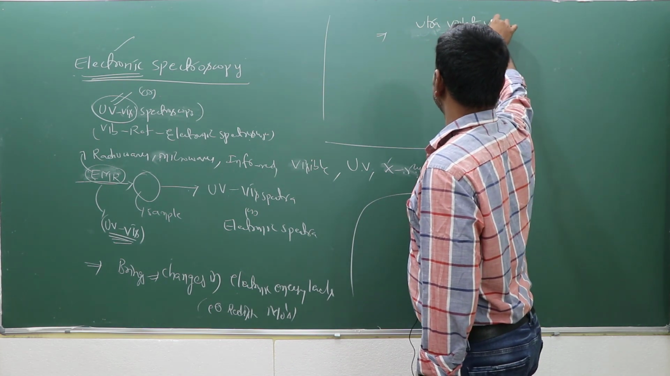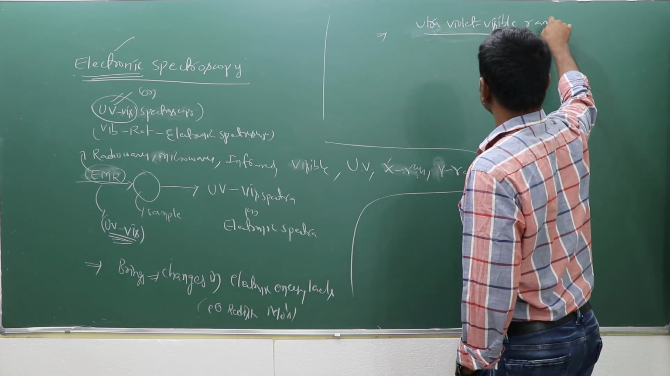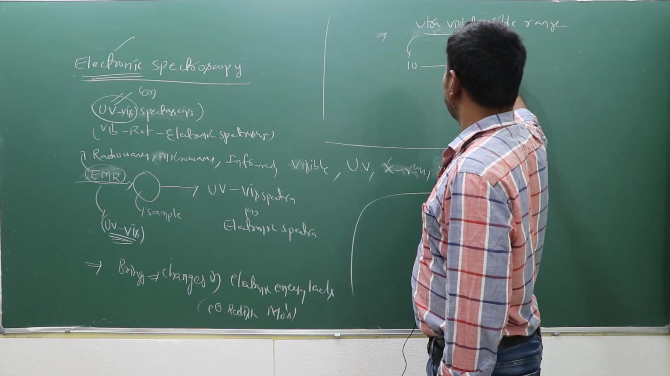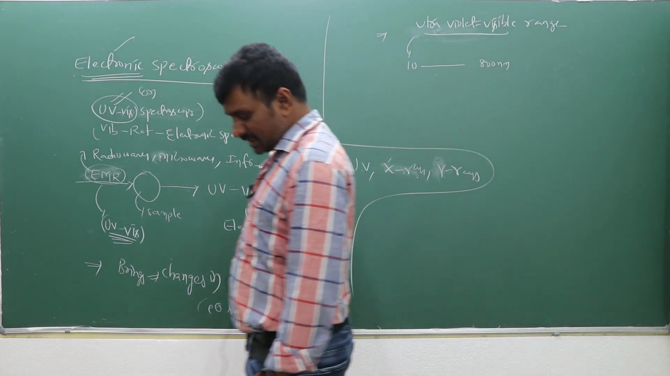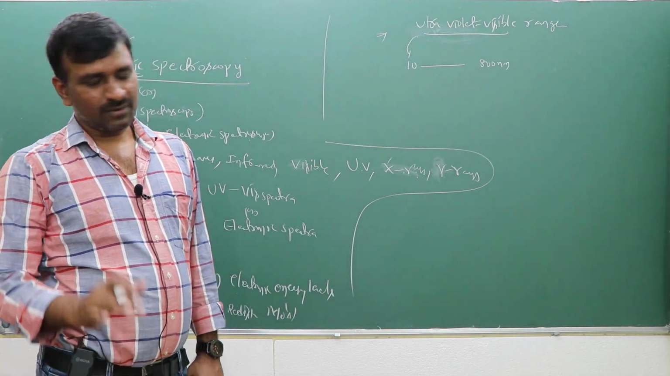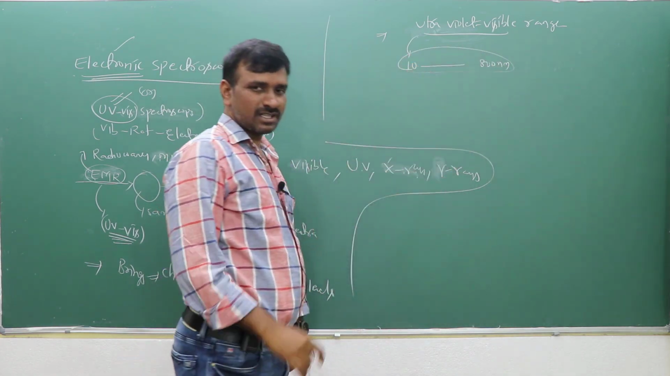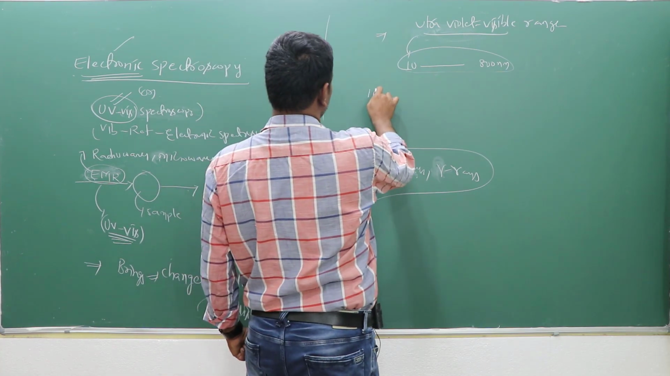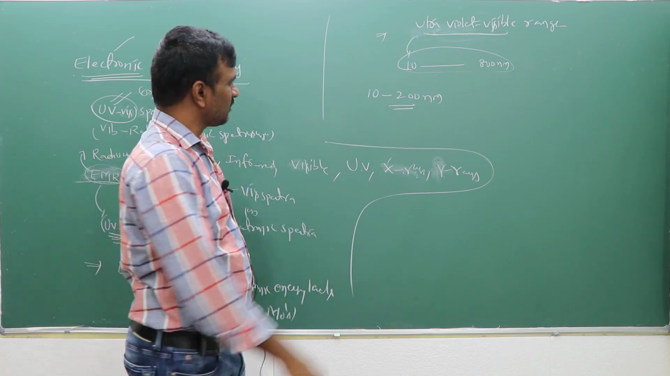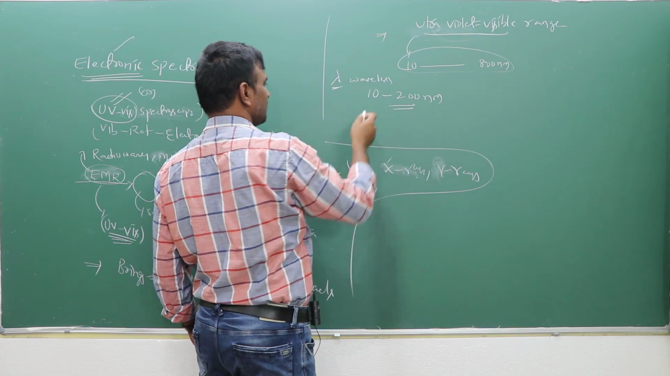Ultraviolet visible radiation. Visible range of radiation. How much is this range of radiation? 10 to 800 nanometers is considered as ultraviolet visible radiation. This 10 to 800 nanometers can be further classified. 10 to 200 nanometers, this is wavelength of radiation.